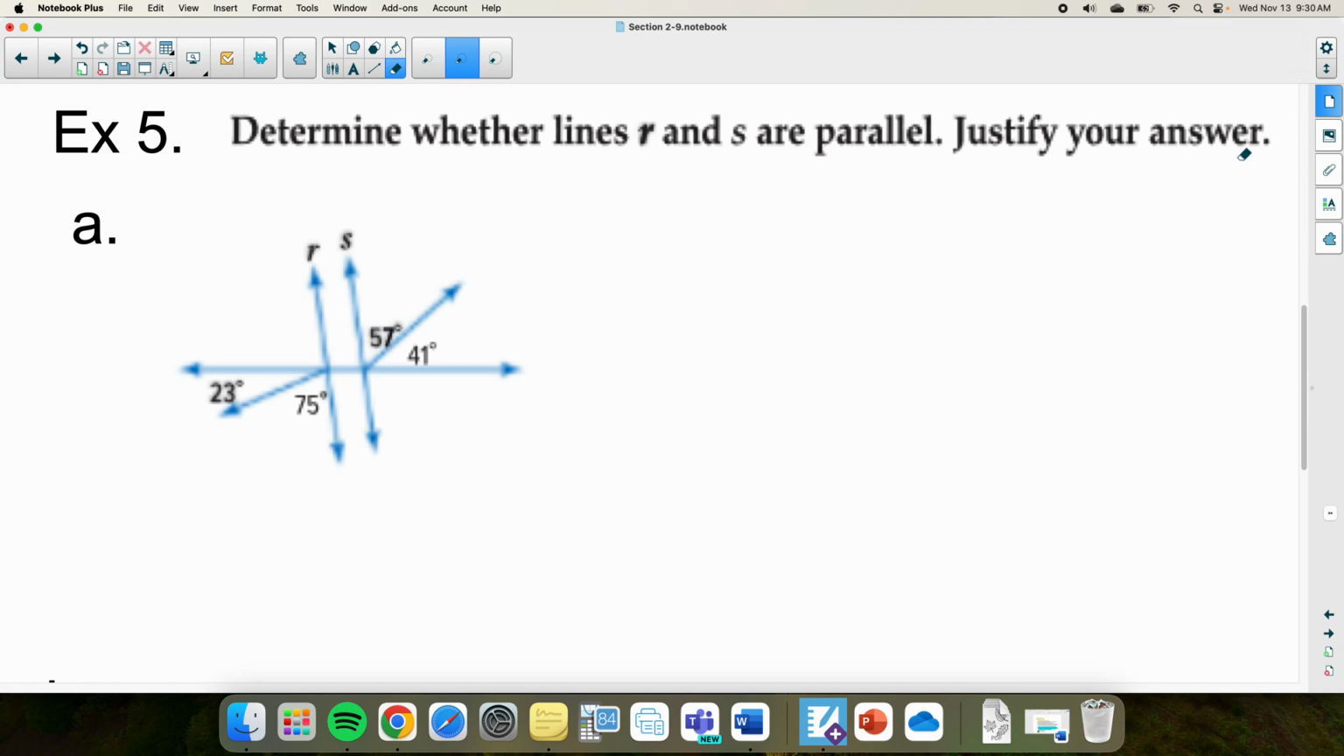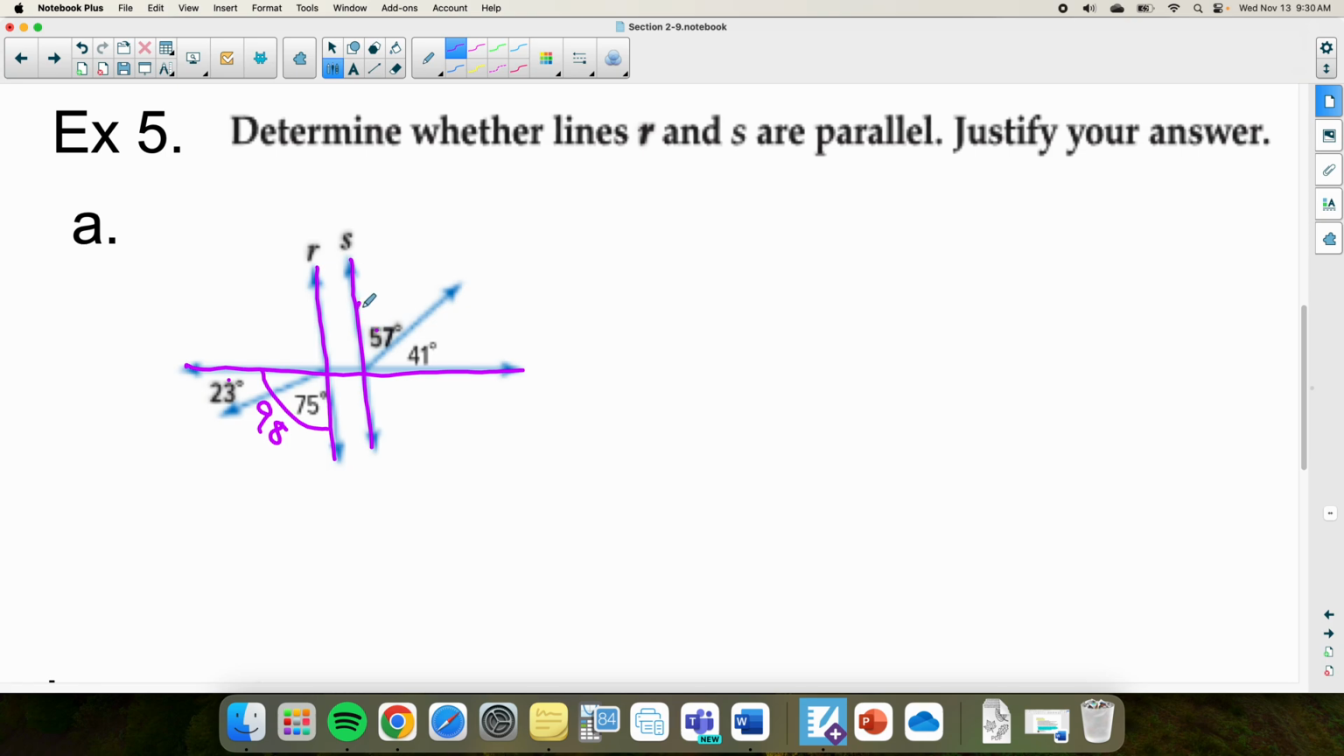I want you guys to think of this line and this line. Those are the ones we want to show are parallel. This is my transversal, okay? Could I find what this angle right here is? What would I do with those two? Just add them, right? And 23 plus 75 is 98, okay?